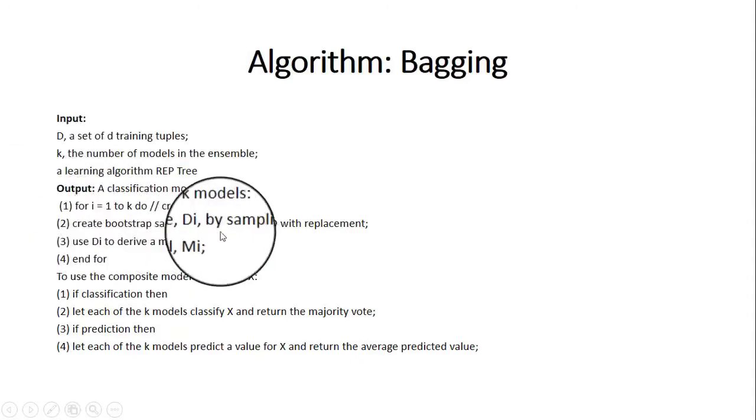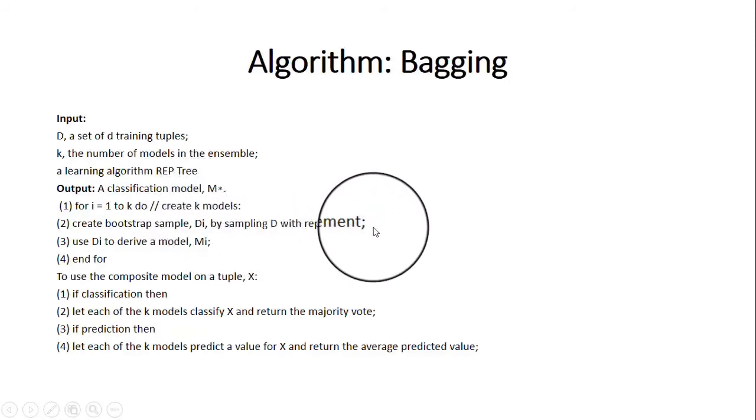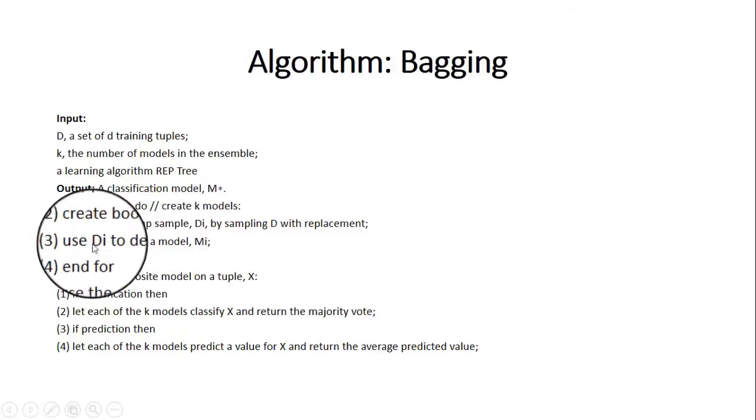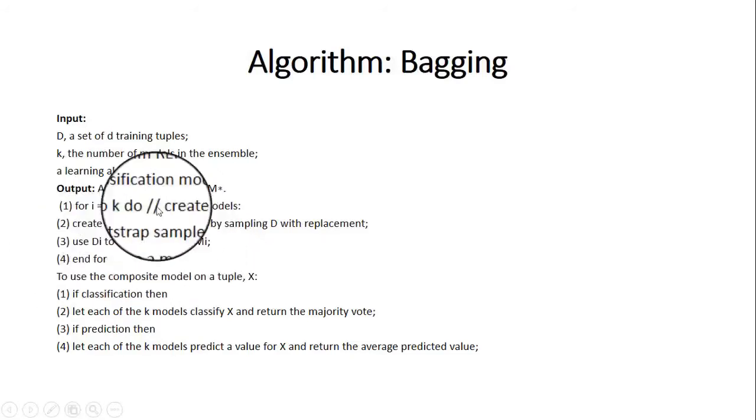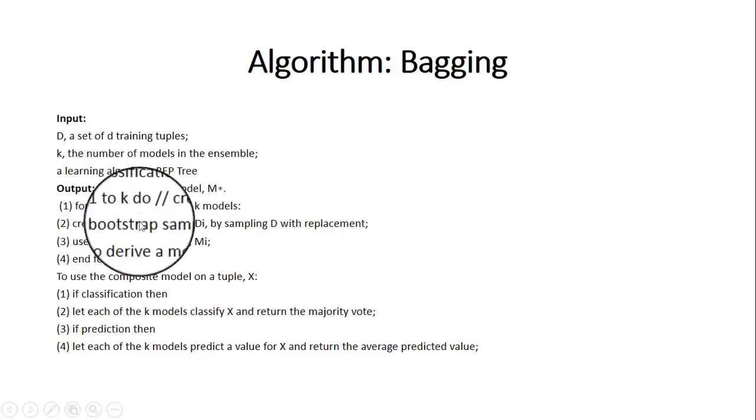It will create a bootstrap sample, that is Di, by sampling D with replacement. We will randomly select one sample from the data set and use that Di, that sample, to derive a model Mi. This process is repeated for K number of iterations.